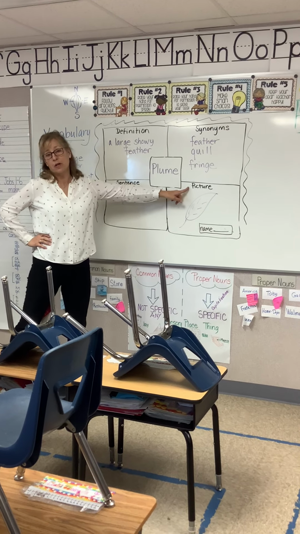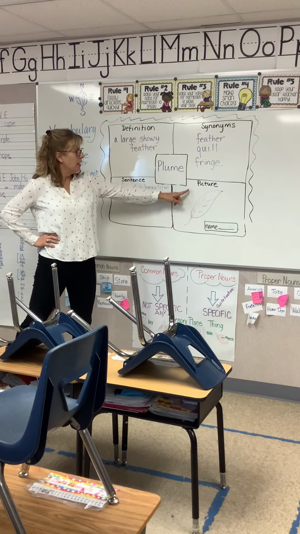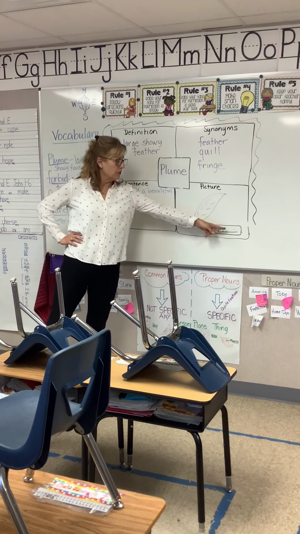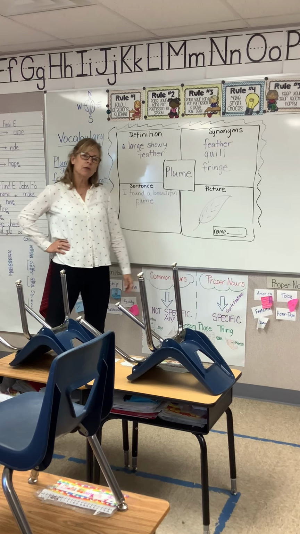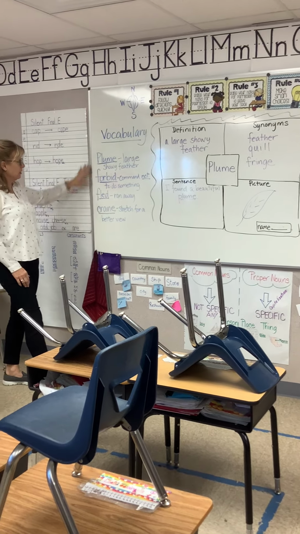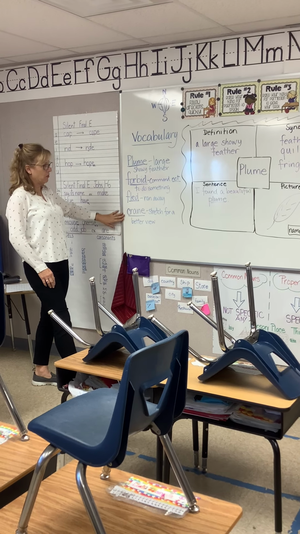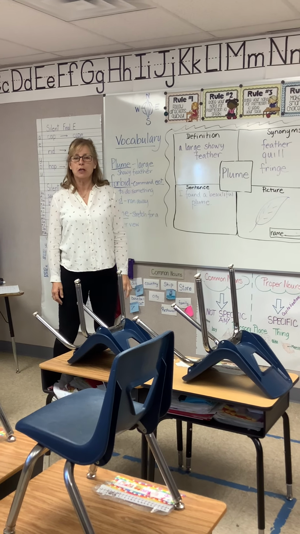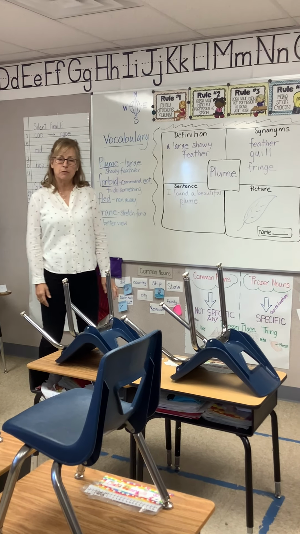Last thing, and the most fun part of this word diagram, is you get to draw a picture of the word, okay? And this is where your name goes. So when you've completed your word, which will be one of these, either plume, forbid, fled, or crane, then go ahead and take a picture of it and post it on the activity page.